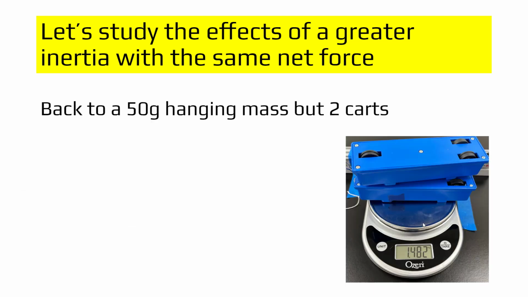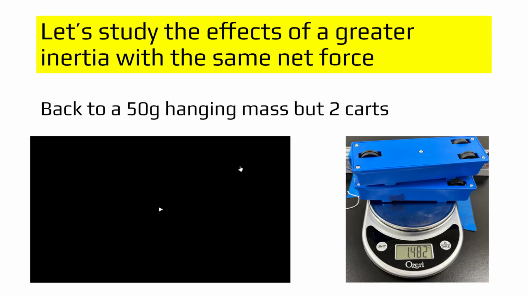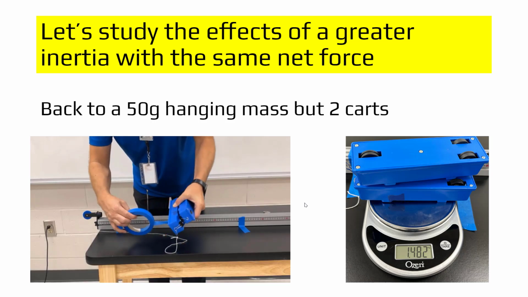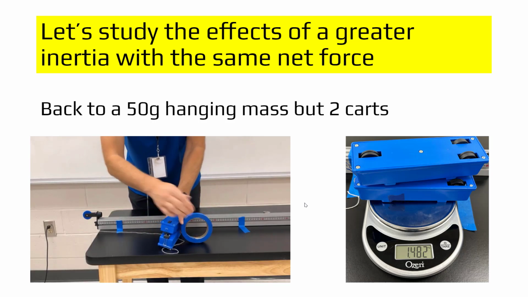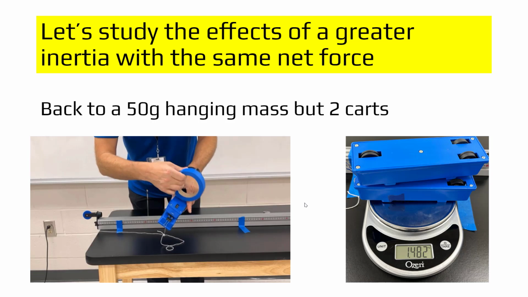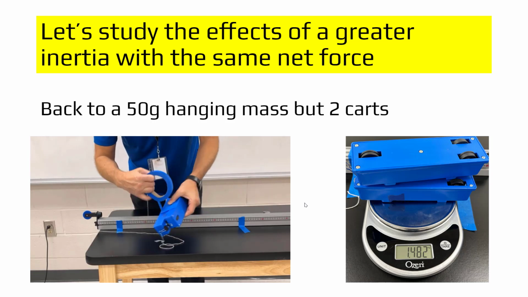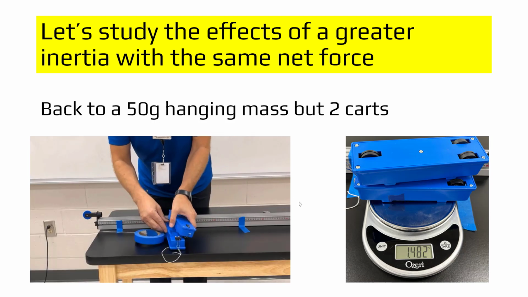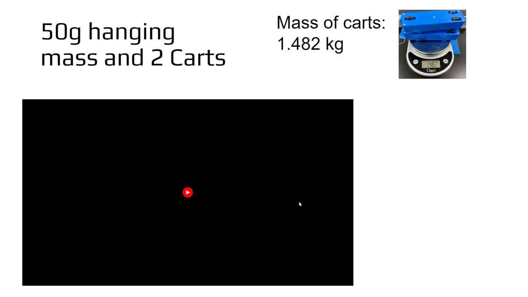Let's go ahead and just test it out and look at it. So here I have, once again, a single hanging mass. This is going to be compared to the first experiment we did. But we have 2 carts, and what I do is I just tape those carts together. When I tape them together, they're going to have practically double the mass and therefore should have double the inertia. Mass is directly related to inertia.